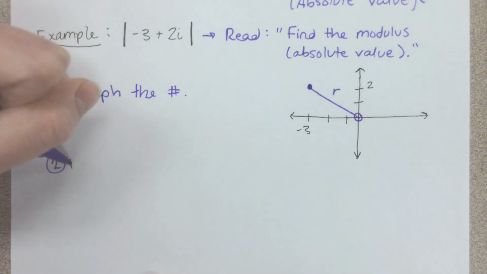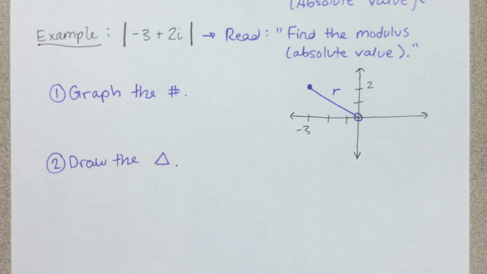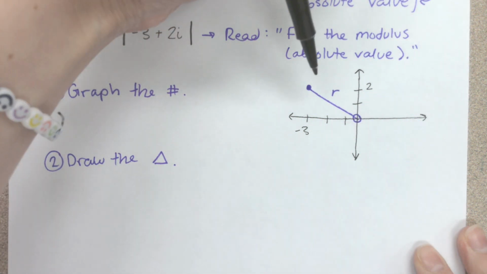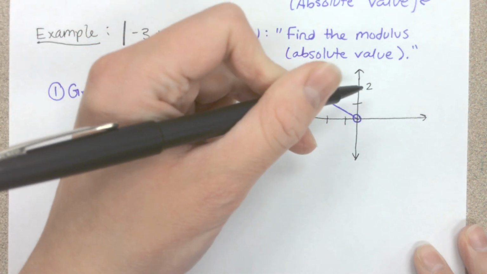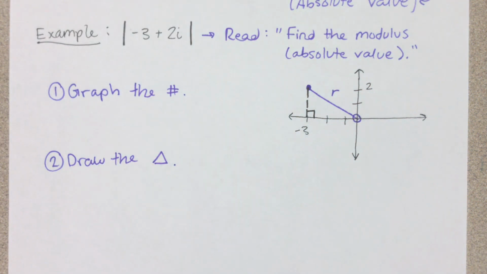Step 2, draw the triangle. We've used this concept multiple times since second quarter, so this is nothing new. When you create the triangle, we always connect it to the x-axis, never to the y-axis. Drop it down to the x-axis, we create our right angle here. Why don't you connect it to the y-axis? Because we always connect it to the x-axis. That's just where it's always drawn from. That's just the relationship.